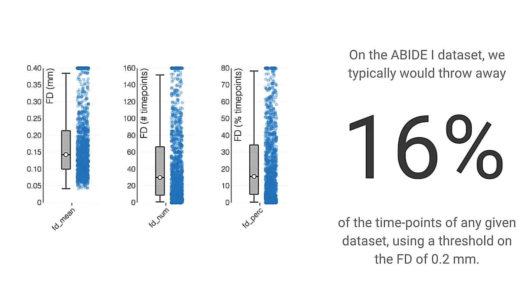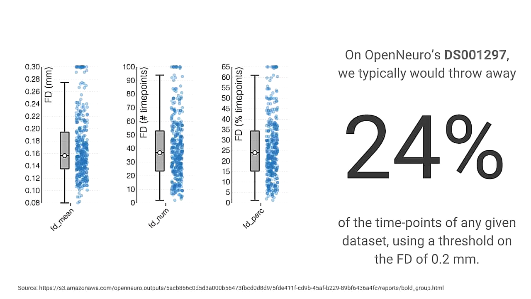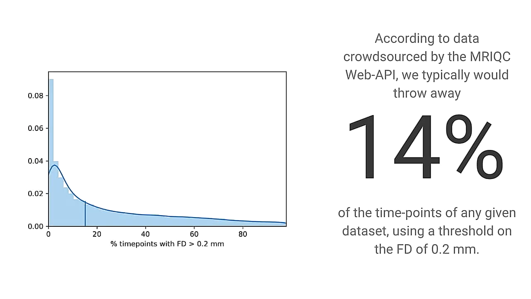So another way of looking at quality is some of the quality metrics we can measure from the dataset. Here we use the MRIQC to measure the framewise displacement in all the ABIDE-1 dataset. And the rightmost column shows that measure of FD_PERC, which is the percentage of time points that we would discard in this dataset because they are above the 0.2 millimeters threshold. And for ABIDE, the median is 16% of time points. So it's quite a good amount of your data. For another dataset shared in OpenNeuro, it would go up to 24%.